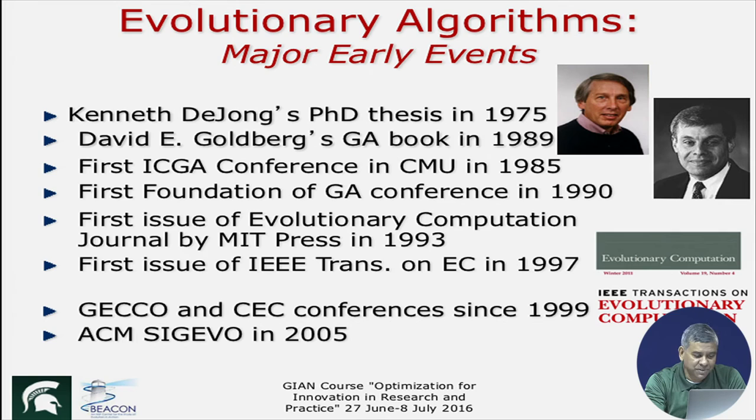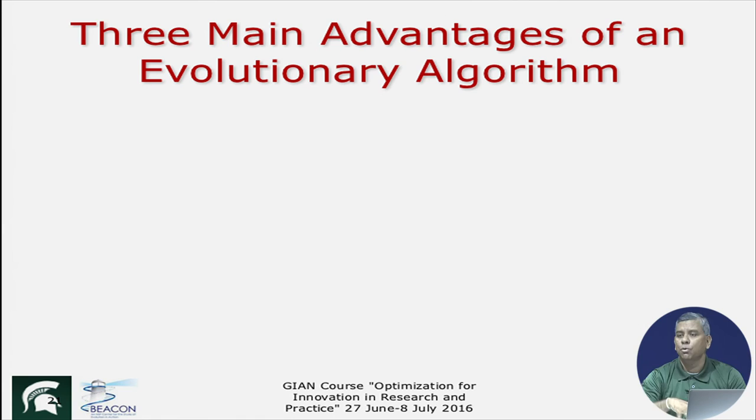And then we have societies, like IEEE has a society called Computational Intelligence, and ACM, which is another computing society in America, also has a SIG, Special Interest Group on Evolutionary Computation, started in 2005. So we are part of big computing societies, so it's well recognized. But there's still a long way to go, according to me.